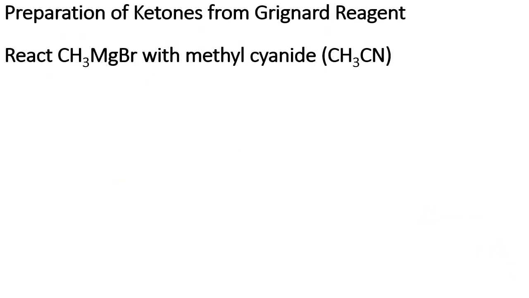Now we will go to the preparation of ketones from Grignard reagent, and we will have this system, that is, we are given CH3MgBr and methyl cyanide, and you will try to understand the logic for the preparation of ketones with the help of this example. So we are given two molecules. I will write their structures here again to complete the equation.